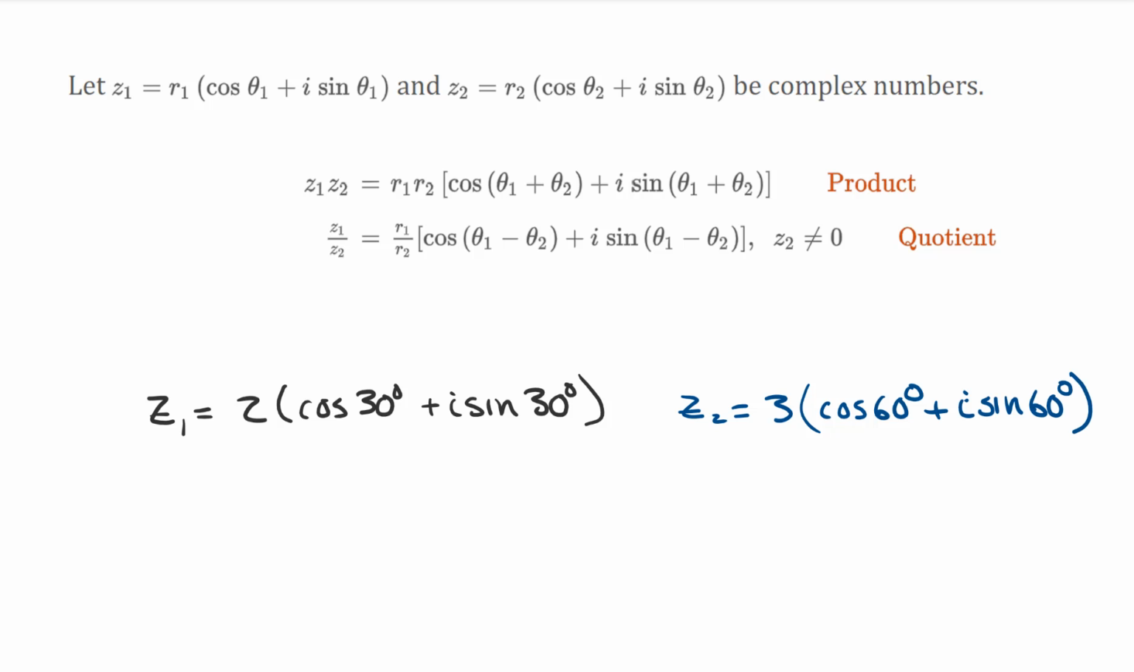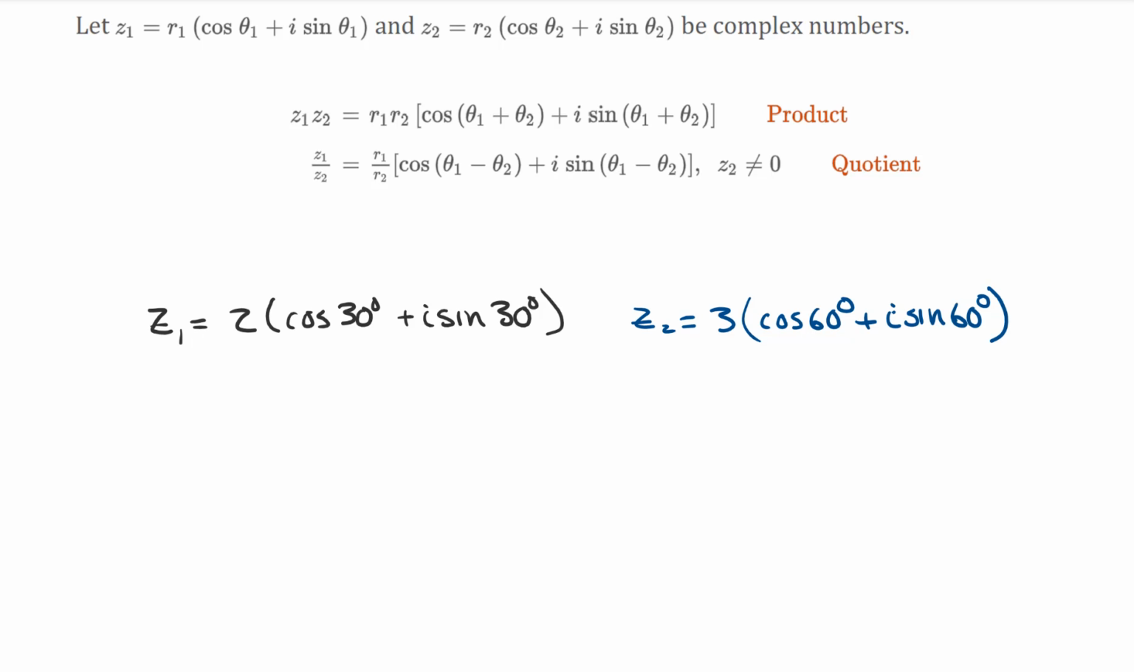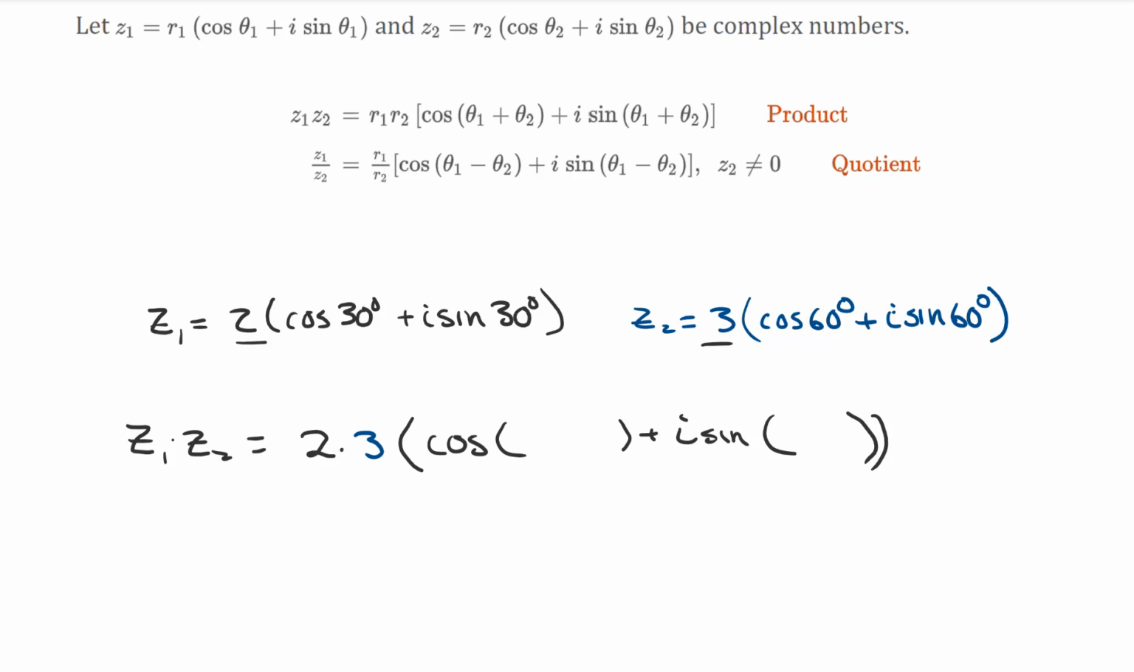All right, so we have a Z1 and a Z2. We're going to want to multiply them together, and then we'll do a quick little division on it as well. So let's look at it. What's Z1 times Z2? Take your radii and multiply them together. So it's 2 times that 3 on the outside. Then we're going to have cosine of plus i sine of. And since we are multiplying, we're going to take our angles and add them. So 30 plus the angle from our Z2, 60.